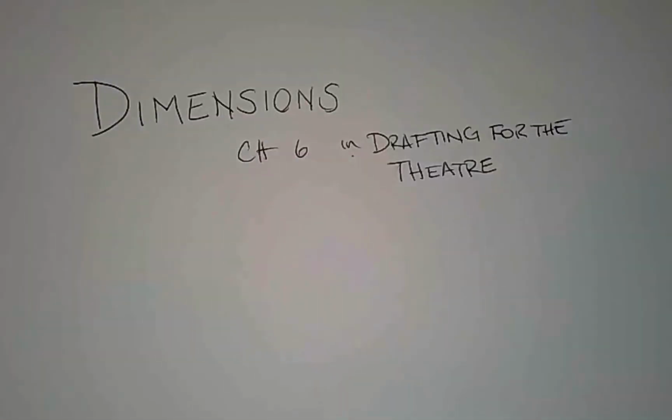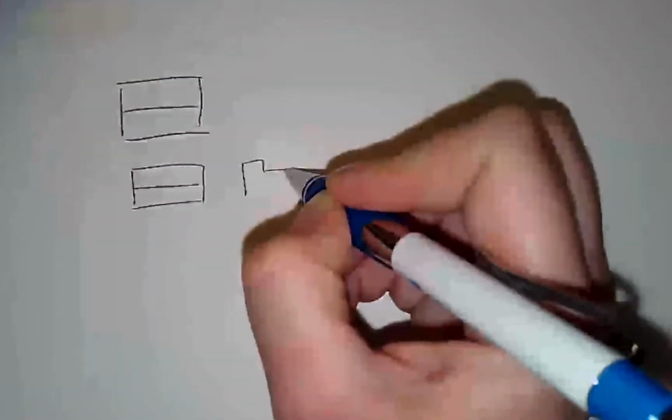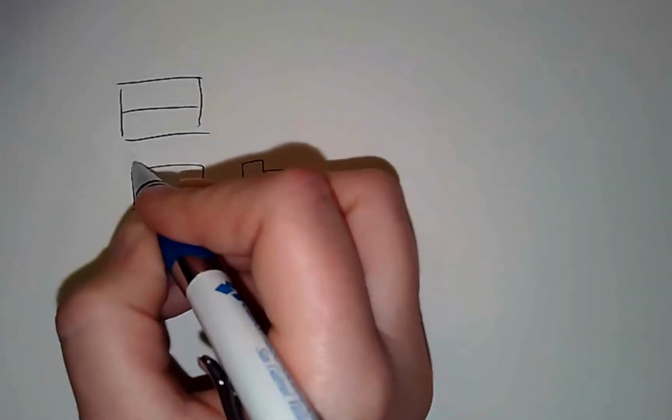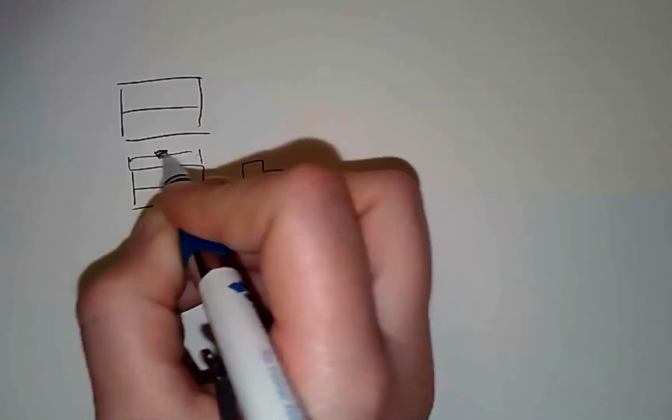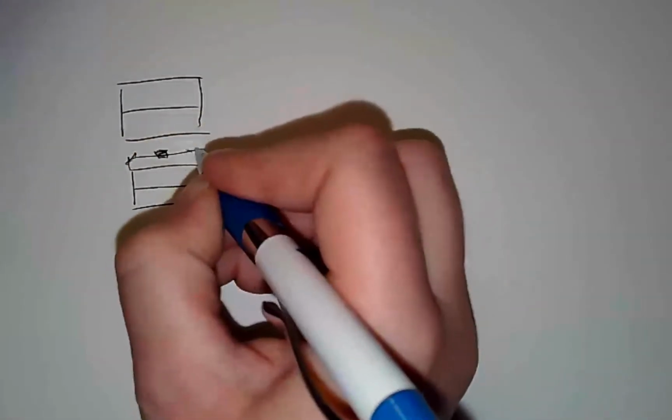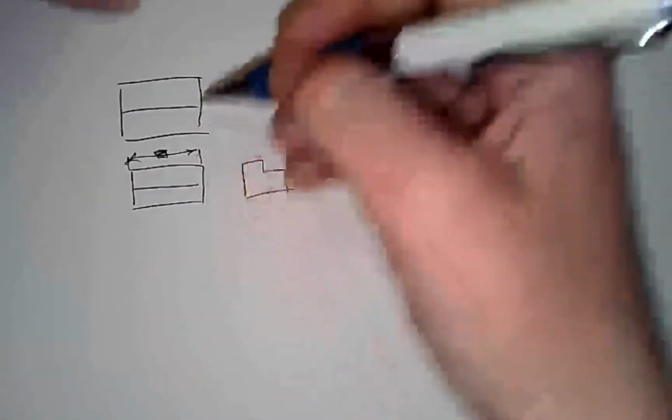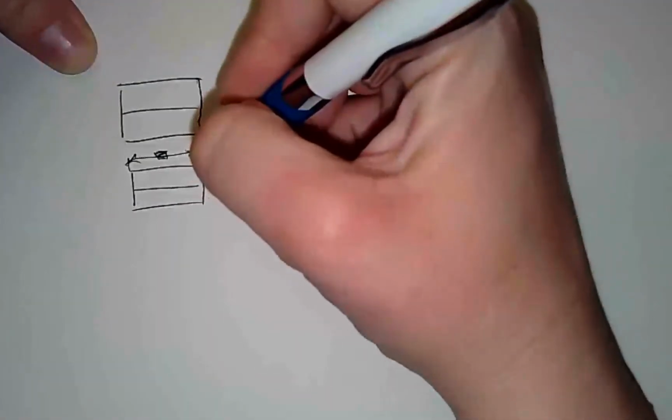So if I have my orthographic projection, I've got my top view of my step unit, and then I've got my front view of my step unit, and I've got my side view of my step unit, right? I would place my dimension here, right? Dimension numbers, right? Because that is the space between these two, and this dimension equals that dimension, okay?